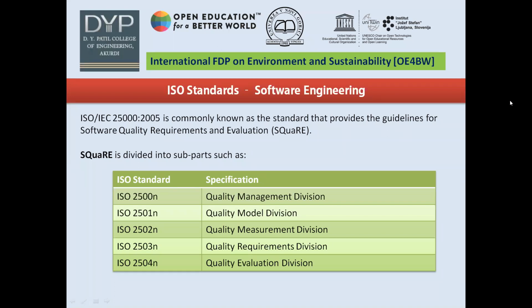The Quality Management Division standard is for the quality management of the software. The Quality Model Division standard is for the model of the software. Quality measurement is for the measurement of the software. Then quality requirements and evaluation are for identifying the requirements and evaluation criteria while designing the software.